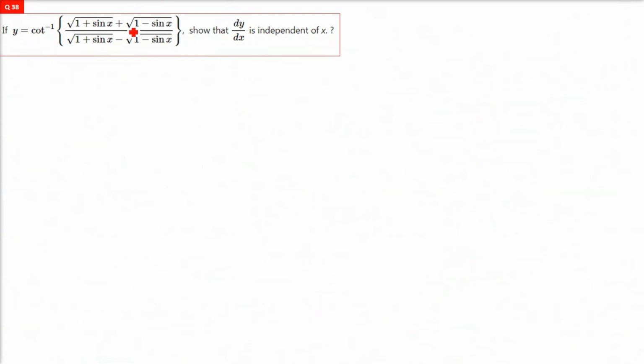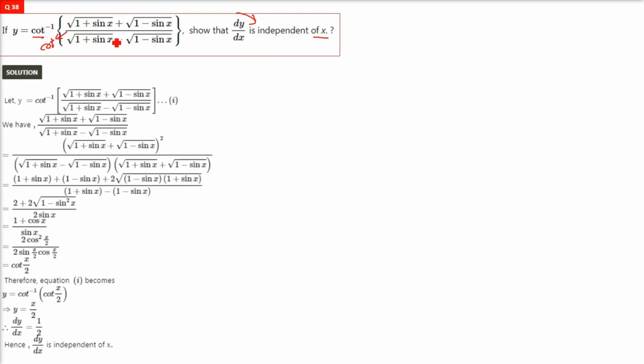y is equal to cot inverse of the expression given. You have to show that dy by dx is independent of x. This we'll talk about later, because you'll see the answer will not contain x. The basic thing is you need a cot here. Tan also can solve the problem, but preferably it should be cot.